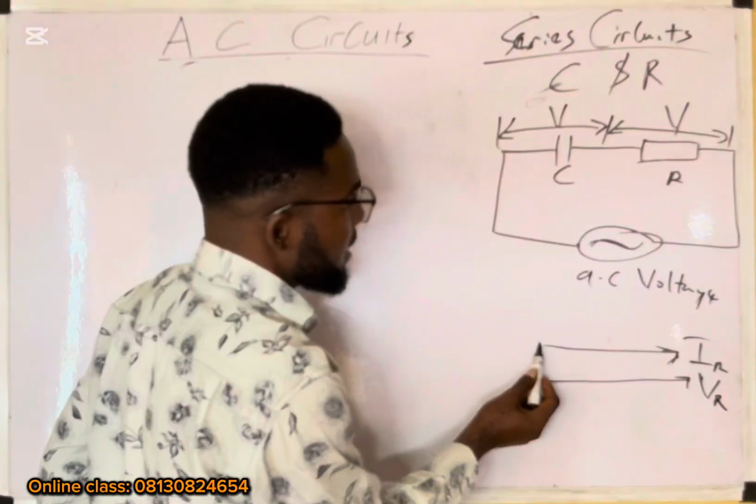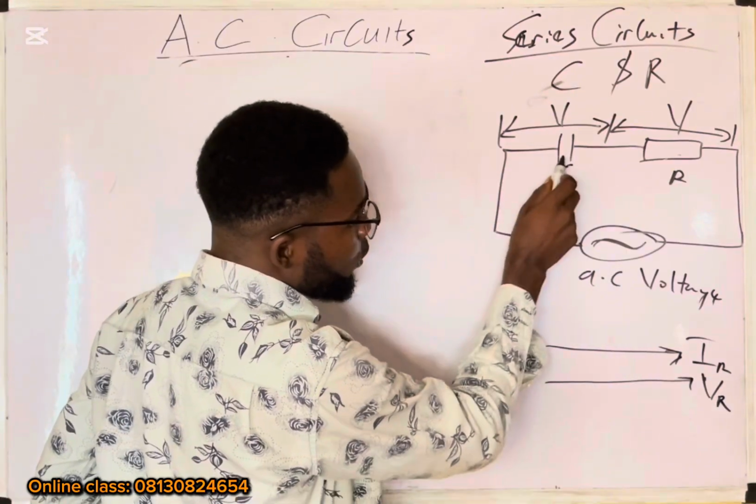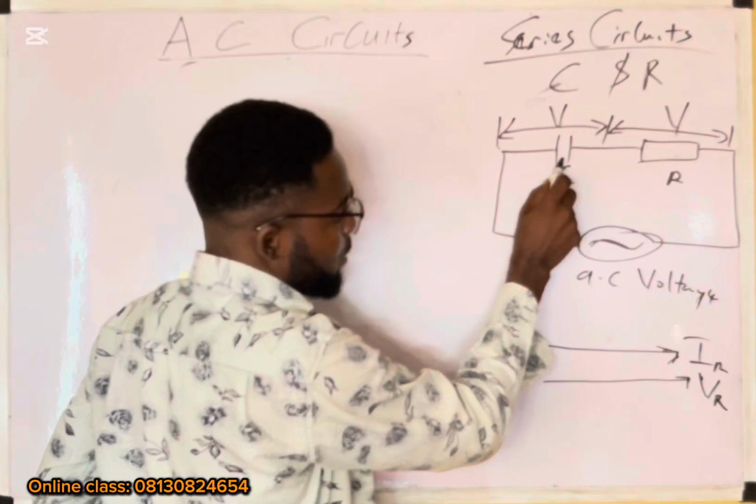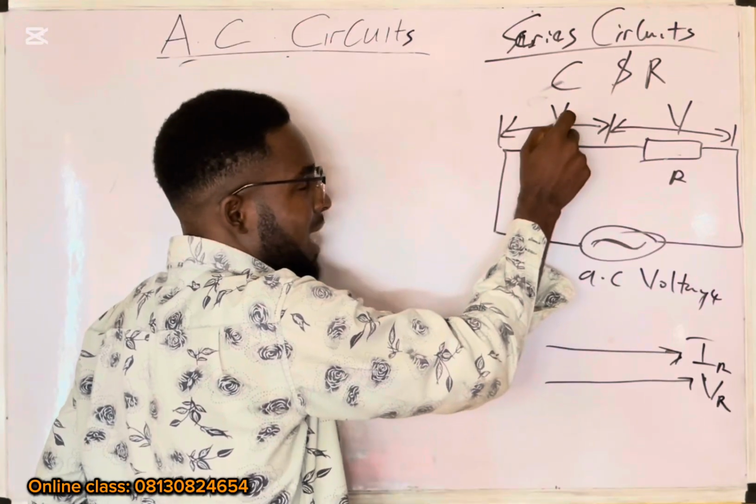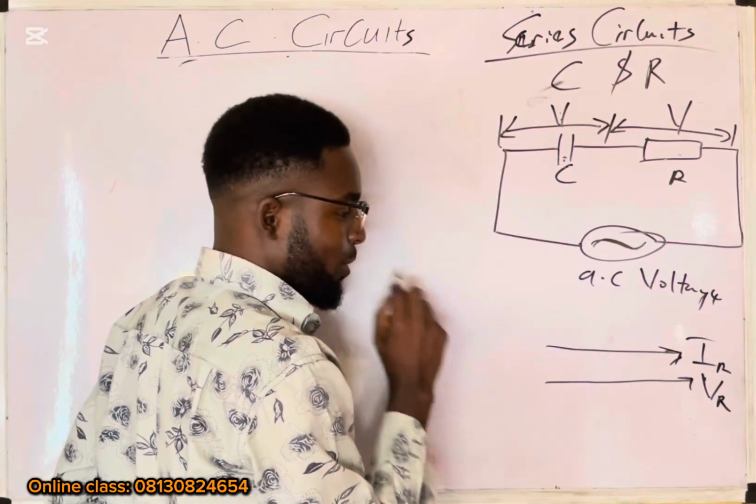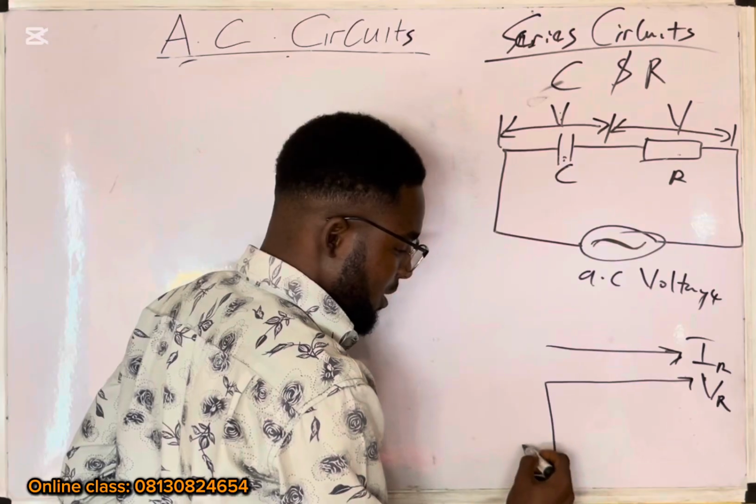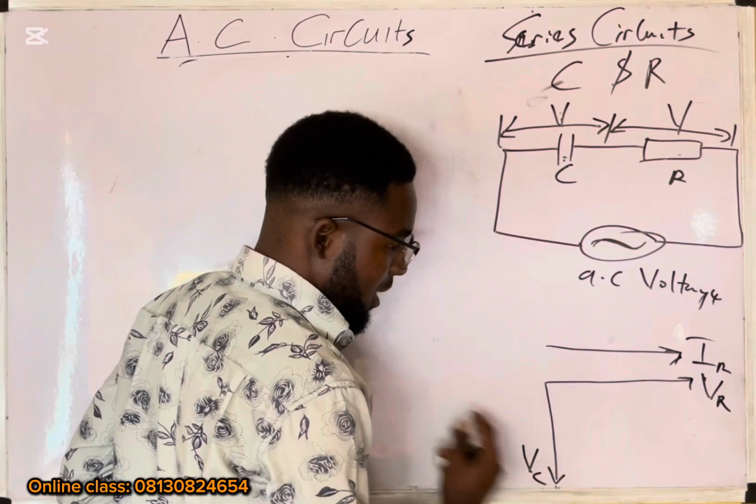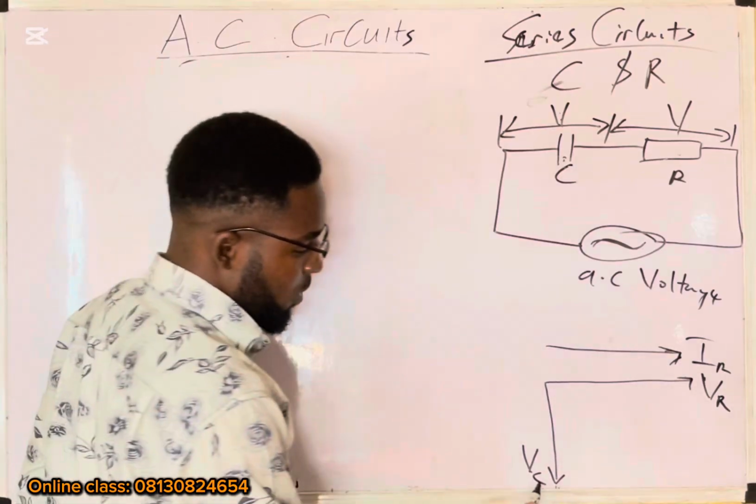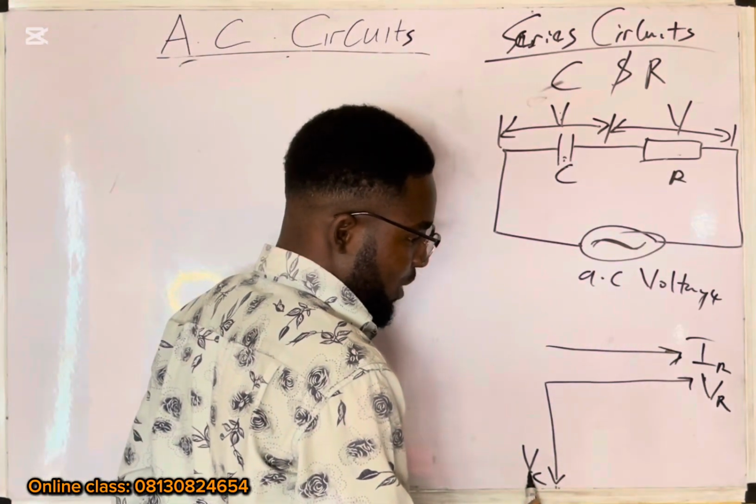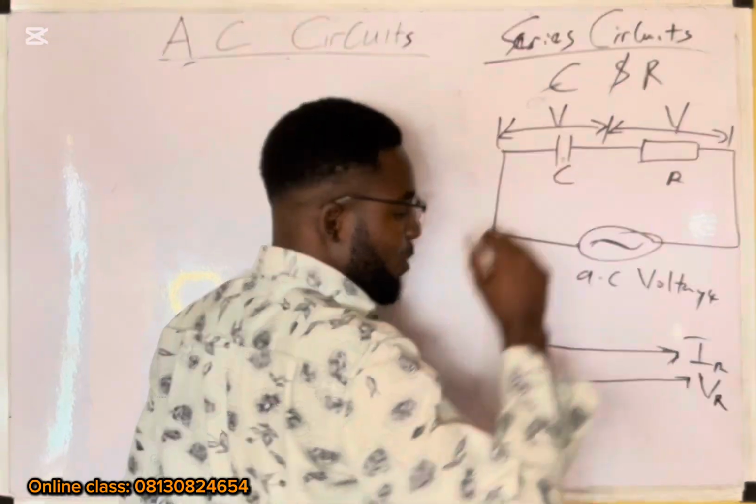And the current that flows through this capacitor is perpendicular to the voltage across the capacitor. Perpendicularity, 90 degrees. So this is the voltage across the capacitor. Hope you can see this. That means we can say that the voltage across the capacitor is perpendicular to the voltage across the resistor.